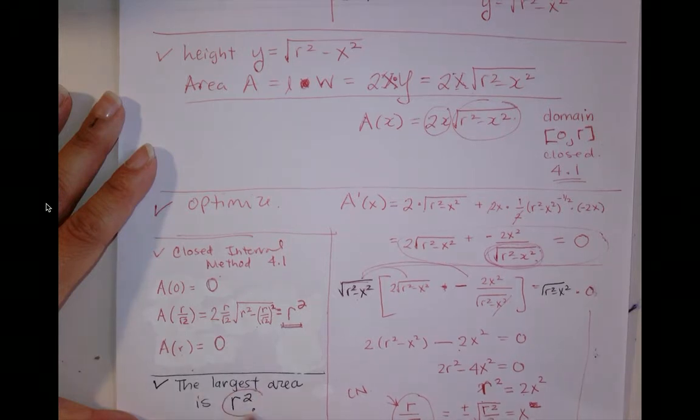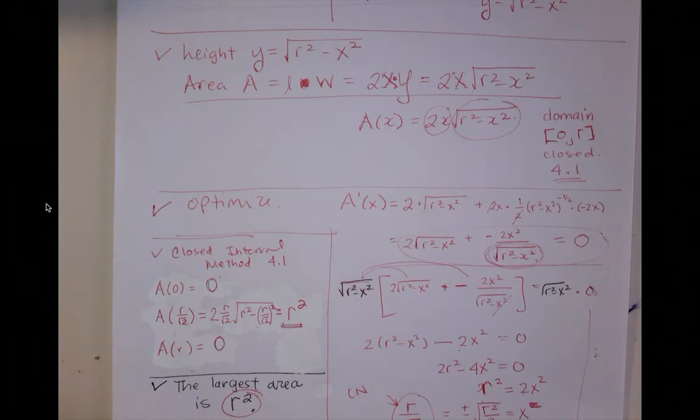So if you look down here, I have the answer. The largest area is r squared, and it occurs when x is equal to r over root 2. Okay, so let's just do one more example.